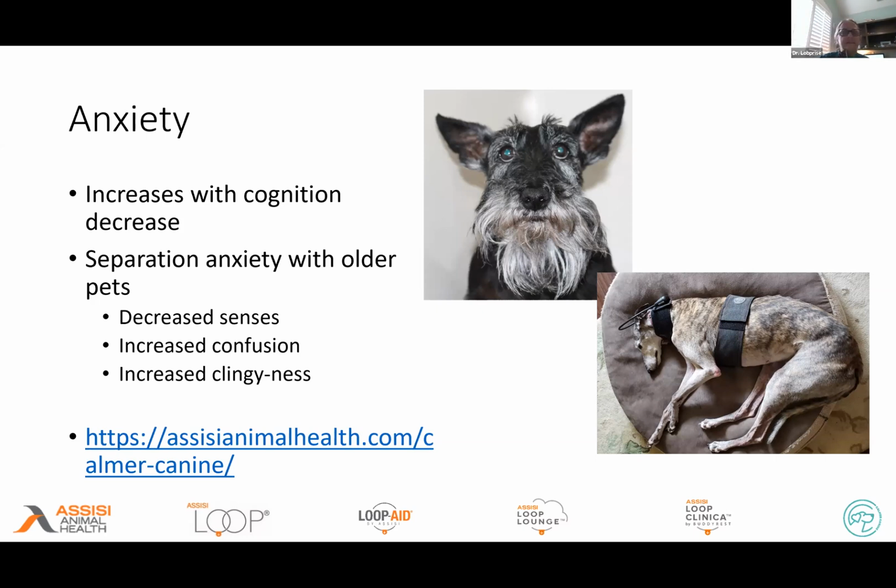One of the areas that tends to really increase with older pets is separation anxiety. Part of that, they may not hear and see as well. They may get confused easily. They get more clingy. And I've really noticed this in Buddy as he's gotten older. Over the past few months, we've had a lot of changes.